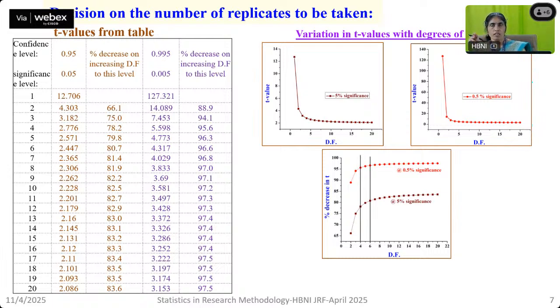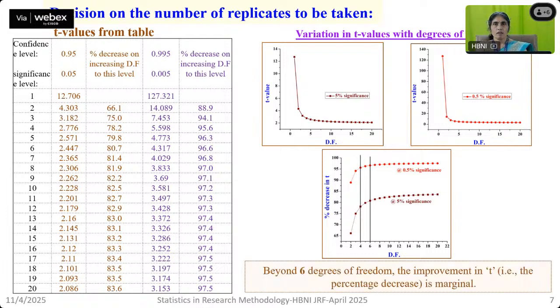When the T value is plotted against degrees of freedom, or when the percentage decrease in T value is plotted against degrees of freedom, you will see that the change is marginal when you go beyond, say, 6 degrees of freedom. So 6 is a good enough number to catch up with the T values, which will almost mimic the population parameters. If you have to get 6 degrees of freedom, there should be 7 repeated measurements.